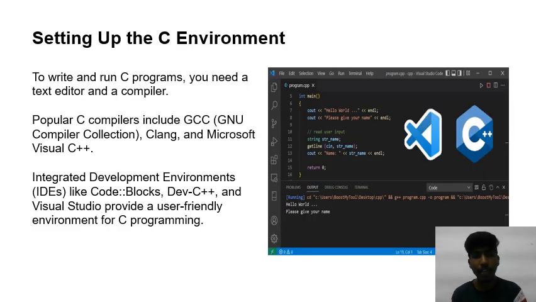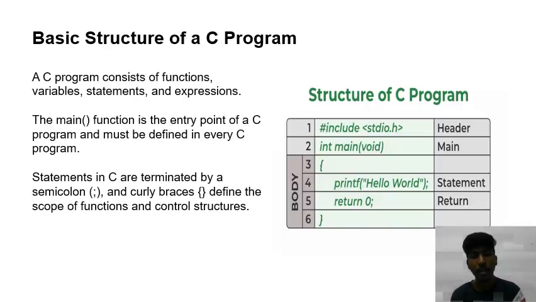Setting up the C environment. To write and run C programs, you need a text editor and a compiler. Popular C compilers include GCC, Clang, and Microsoft Visual C++. Integrated development environments like Code Blocks, Dev C++, and Visual Studio provide a user-friendly environment for C programming.